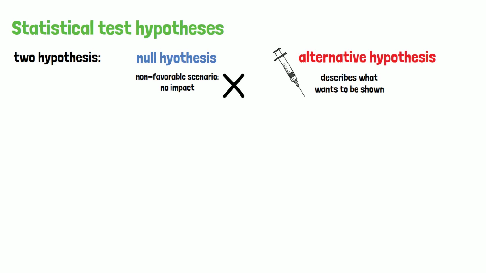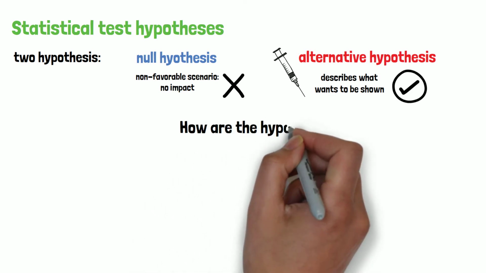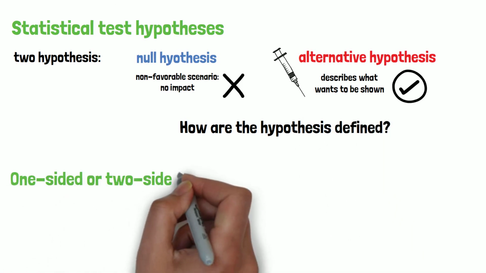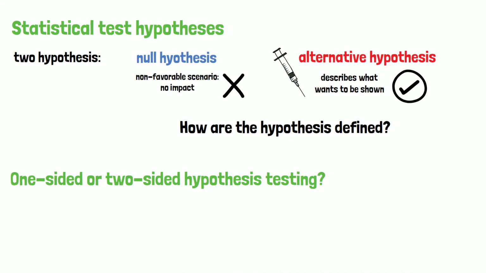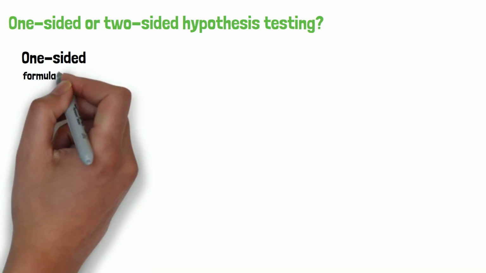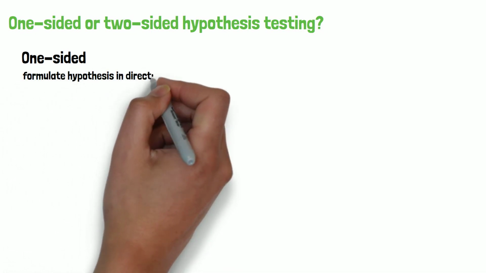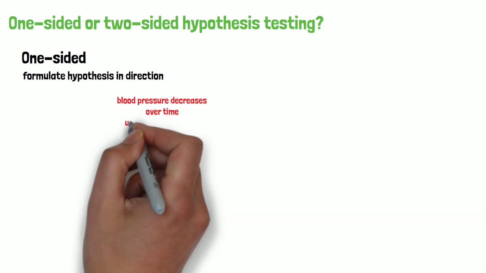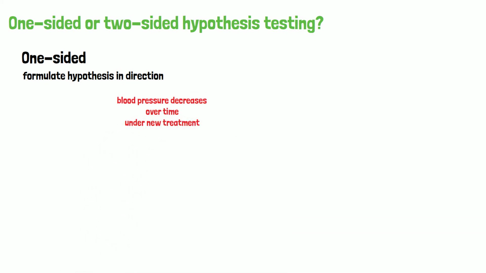The sticking point now is how the hypotheses are defined. Here is when biostatisticians talk about one-sided and two-sided hypothesis testing. One-sided testing is the case when we formulate our hypothesis in a certain direction. For example, the blood pressure decreases over time under the new treatment. This would be the alternative hypothesis, stating what wants to be shown.